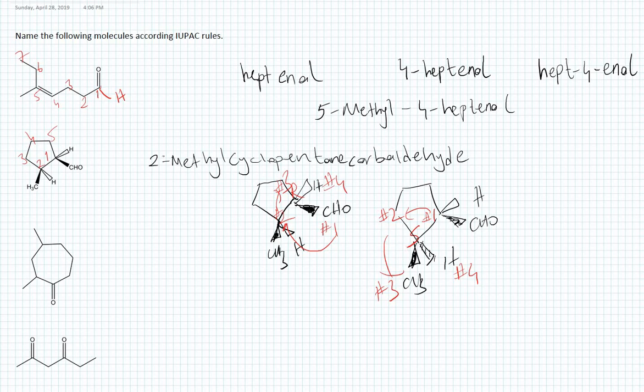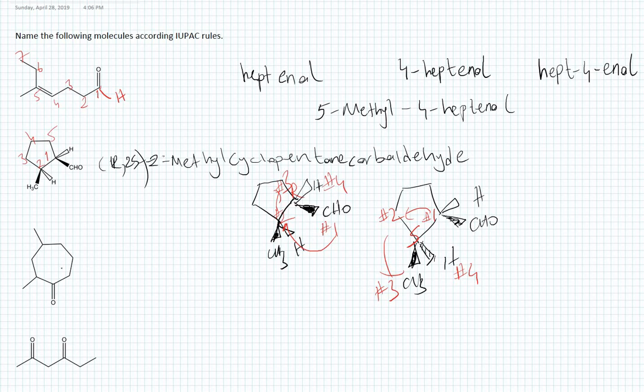So how are we going to include R and S configuration in the naming? Basically, before the 2, in the parentheses, we have to say that the first carbon is R configuration, 1R, comma, and for the second carbon we have to say it's S, so 2S. Then we close the parentheses, and separate it from the rest of the name with a dash. So this is (1R,2S)-2-methylcyclopentanecarbaldehyde.